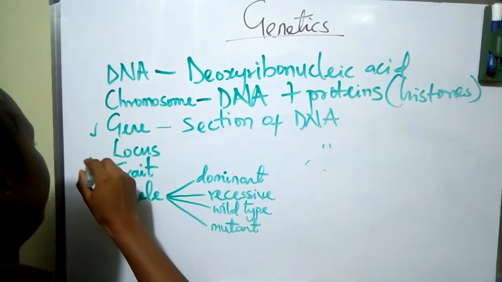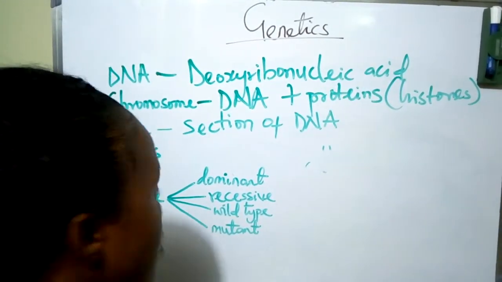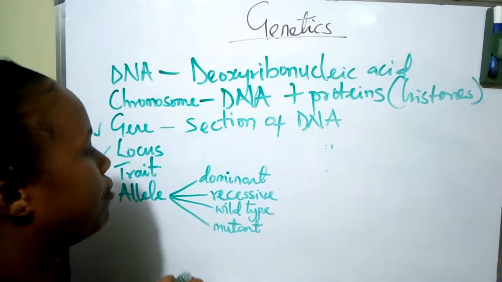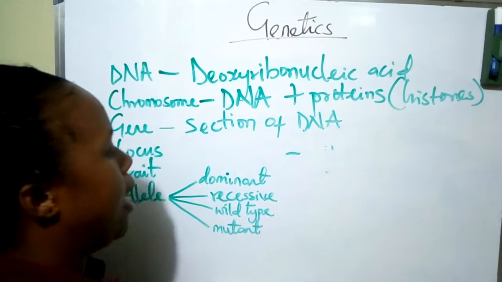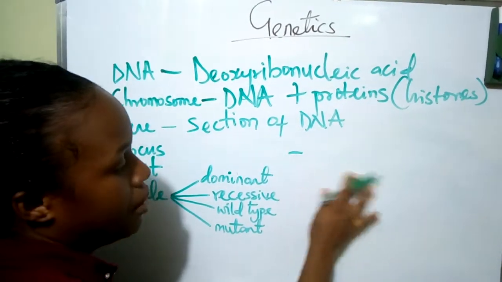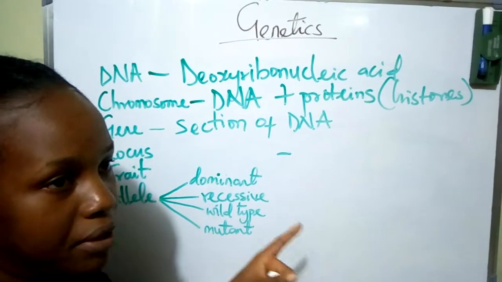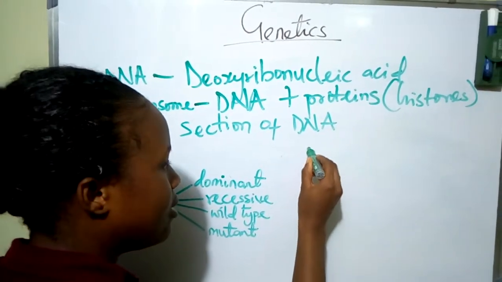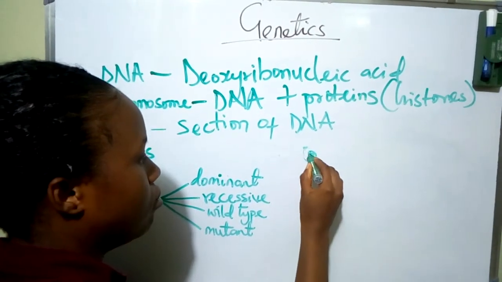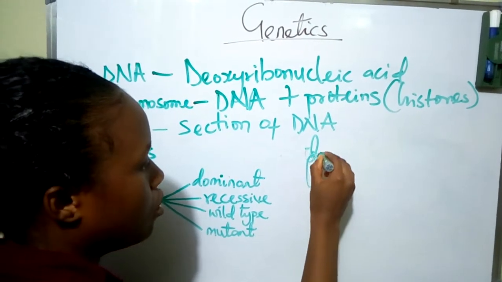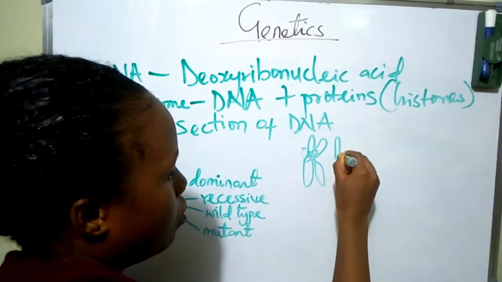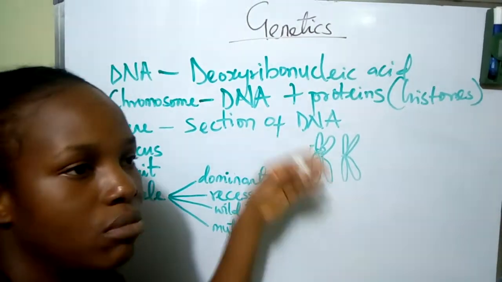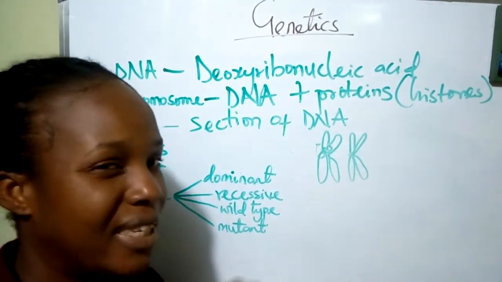Now, next we have locus. A locus is a site on a chromosome where you can find a particular gene. And normally, as chromosomes come in pairs, so do genes come in pairs. So that locus refers to both sites on the homologous chromosomes. These are homologous chromosomes. That is, chromosomes that have the same sequences or code for the same genes, even though they might have some slight differences.